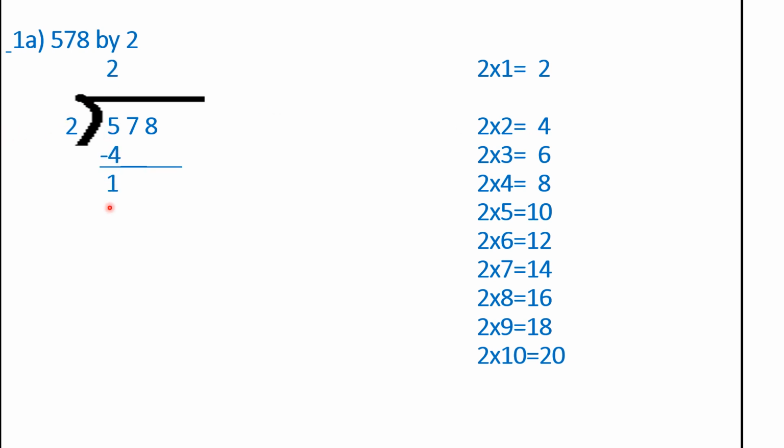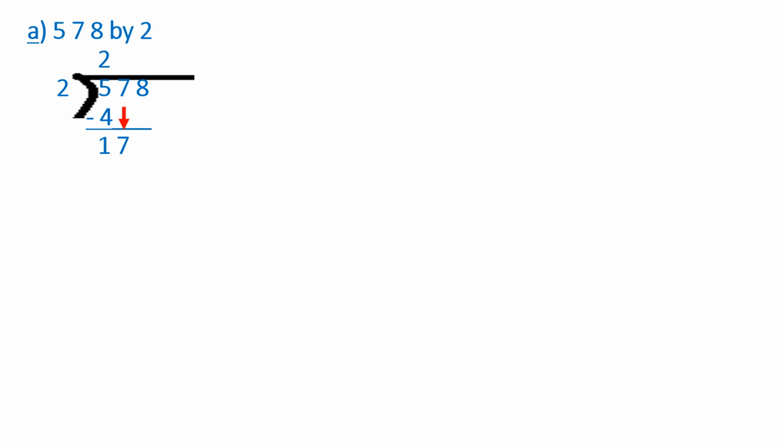Now 5 minus 4 is 1. Now again you will copy this 7 and here you will get 17. Now in the 2 table, you have to get 17. You read the table of 2 again. And you will get 2 8s are 16 and 2 9s are 18.